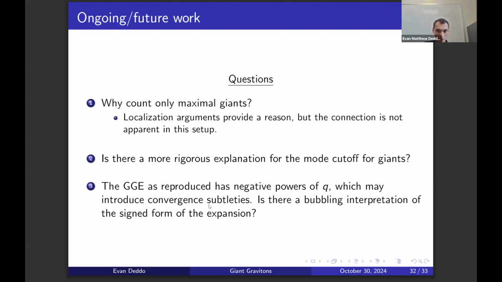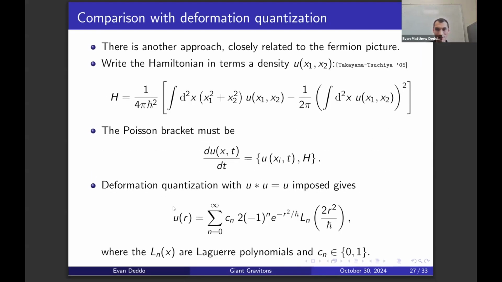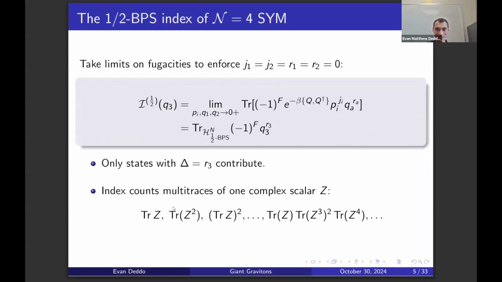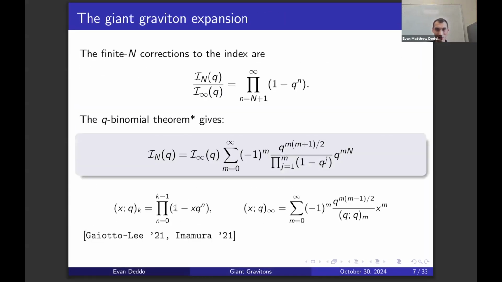And then also as a final thing, which I guess I didn't mention yet, this giant graviton expansion, as we reduced it, is the form that has the negative powers of Q. So if you remember, there were two different forms of the giant graviton expansion. There's this original form here that had these alternating sign terms. And we re-expressed this in a form that has just inverse powers of Q.